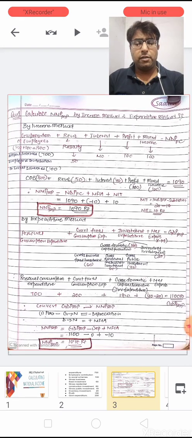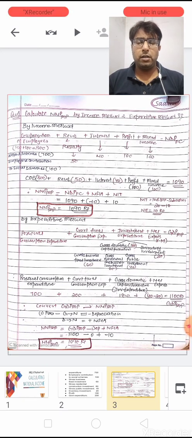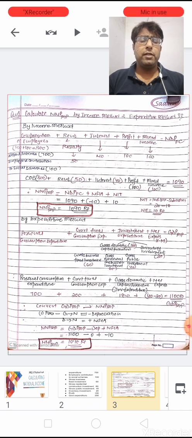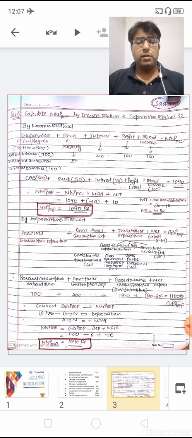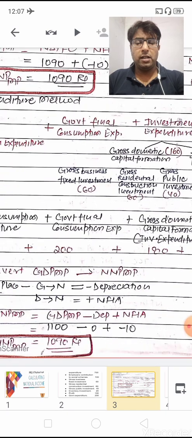Children, I have already explained to you from the first, that is, from the value added method and from the expenditure method. When we are adding all the components, or when we are adding all the formulas, we will get the value of GDP MP, and once we get the value of GDP MP, we will convert it into NNP MP. So children, here the conversion starts.